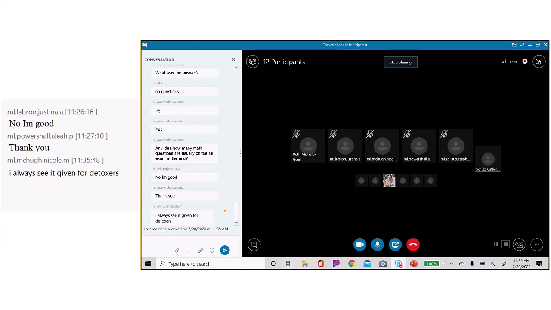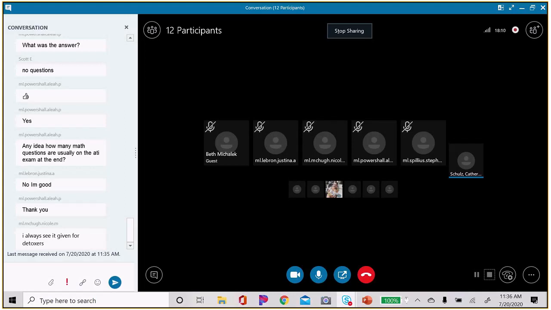Oh, so Nicole mentions that she's seen it given for detox. Yes, because the risk in detox or the risk for alcohol withdrawal is something called delirium tremens, which means the patient develops seizures or could develop status epilepticus. So while the patient is withdrawing from the alcohol, you can give scheduled lorazepam based on their CIWA scale or how many symptoms of withdrawal they have. What you're trying to do is, as they're physically withdrawing from the alcohol, prevent the seizures that could occur with that withdrawal.